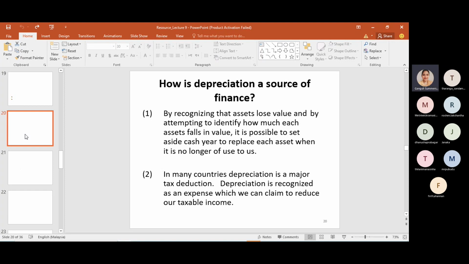Okay, so in many countries, depreciation is a major tax deduction. Depreciation is used to deduct your taxes, because it is recognized as an expense, which we can claim to reduce our taxable income. Taxable income means the amount of your income that is taxed by the government.